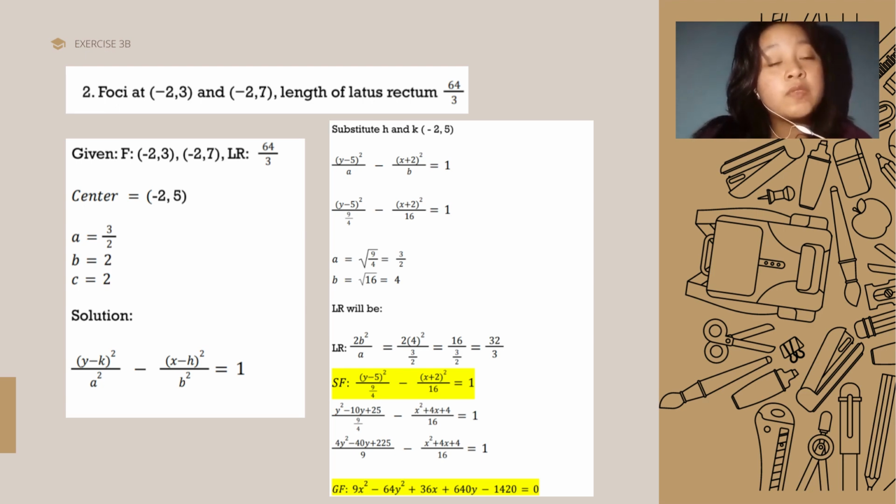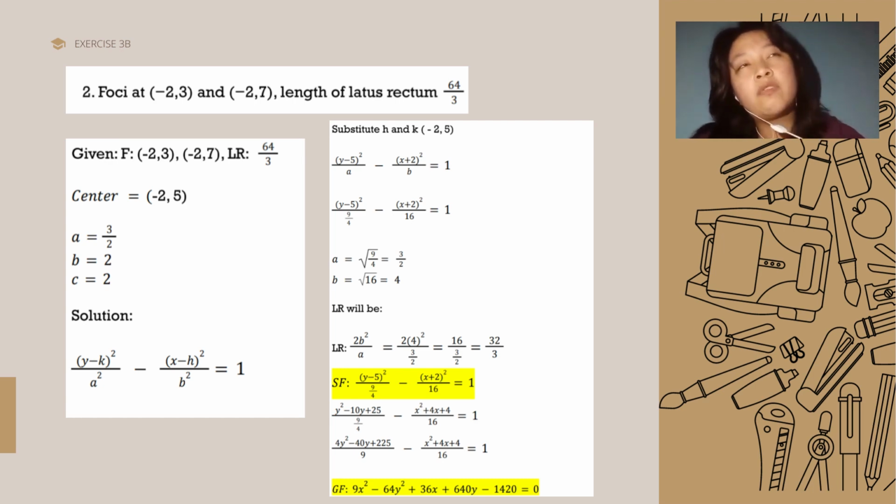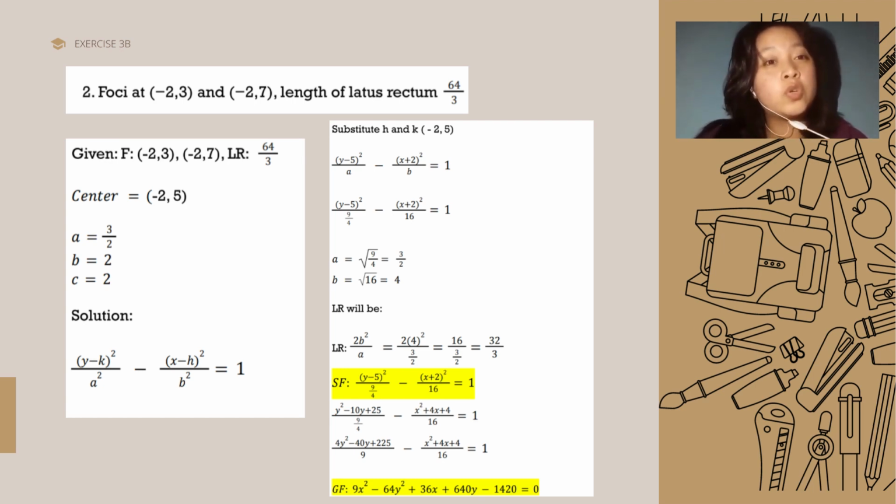So, in order for us to find a, syempre, isa-square root natin ang 9/4. Ang square root of 9 is 3. Ang square root of 4 is 2. So, ang a natin is 3/2.